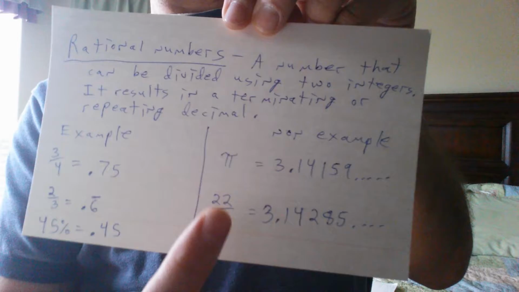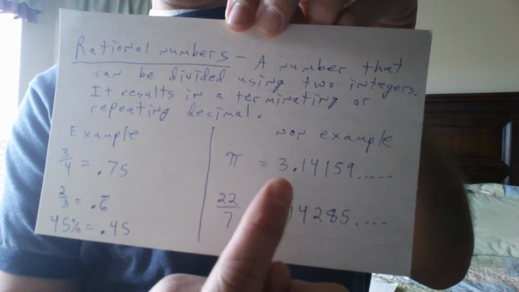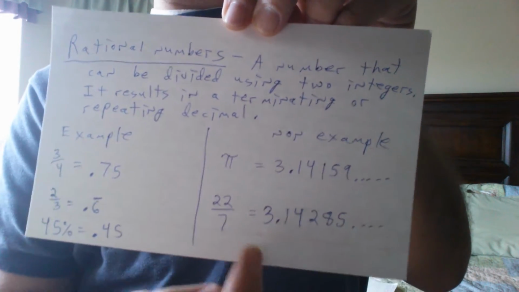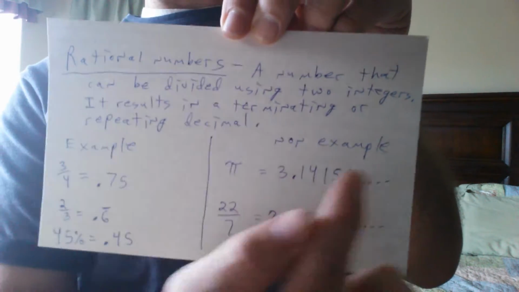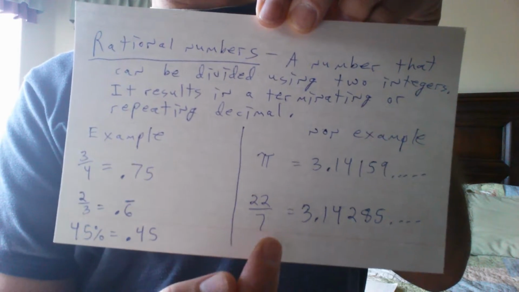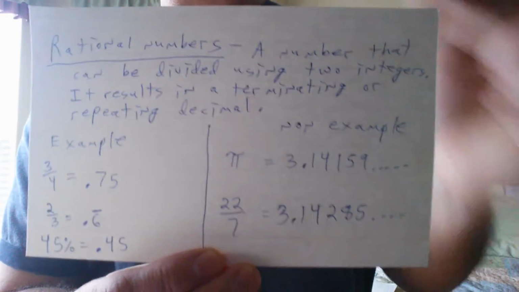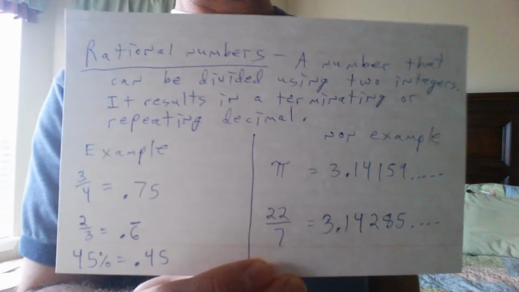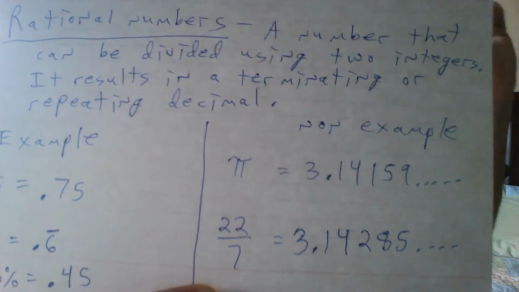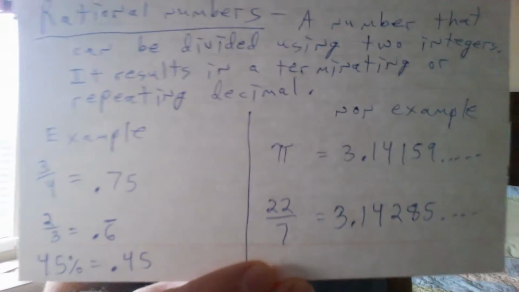And then we have non-examples. Pi, it goes on and on forever. It doesn't terminate. That's what those dots are, those ellipses. And it doesn't repeat. There's always a different number. And then we also have 22 over 7. Again, it's another way of doing pi. Doesn't terminate, doesn't repeat. So write down your example and your non-example. You're writing down the definition, the example, and the non-example in your notes.